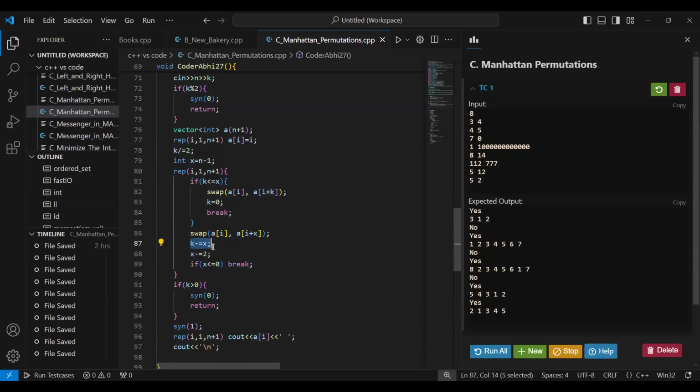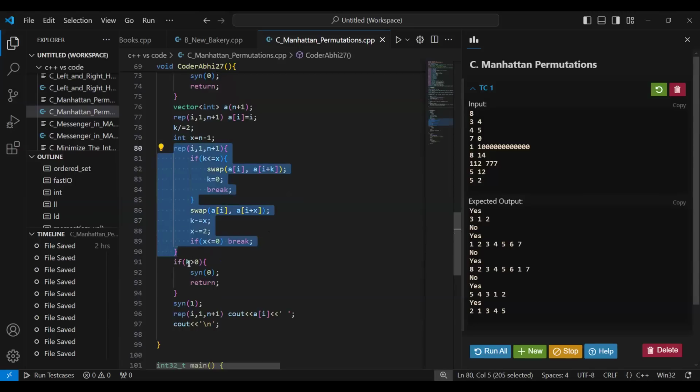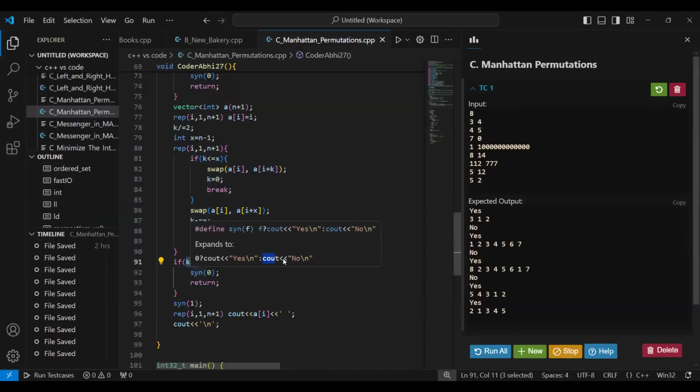So we would reduce our k, and we would reduce our x minus equal to 2. As I told, I was doing y minus equal to 2 after every step. So that's what I do. And if this y, which is x in my case, gets below 0, then we would break out. Now finally, after breaking out, if we are able to make this k as 0, then we are fine. But if some part of k is left, which we are not able to convert, if this k is greater than 0, we would print no in this case. So we would do cout no and return.